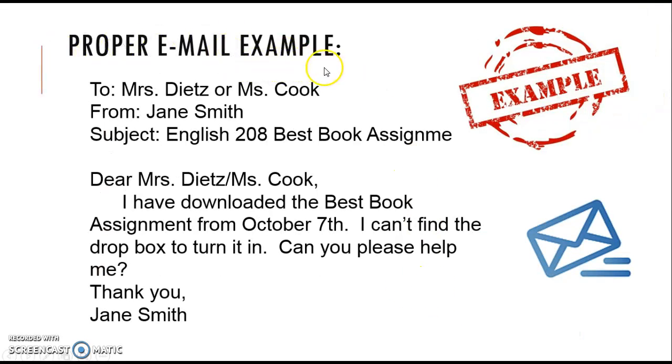So here's a proper email example. To Ms. Cook or Ms. Dietz from Jane Smith. The subject line is English 208 Best Book Assignment. Dear Ms. Cook or Ms. Dietz, depending on your teacher, I have downloaded the Best Book Assignment from October 7th. I can't find the Dropbox to turn it in. Can you help me, please? Thank you, Jane Smith. Notice that Jane Smith included a salutation. She told us specifically what she needed help on, and then signed her first and last name, and even told us the course she's in. If you do not have a proper email, your question will not be answered, so please make sure you follow this etiquette.